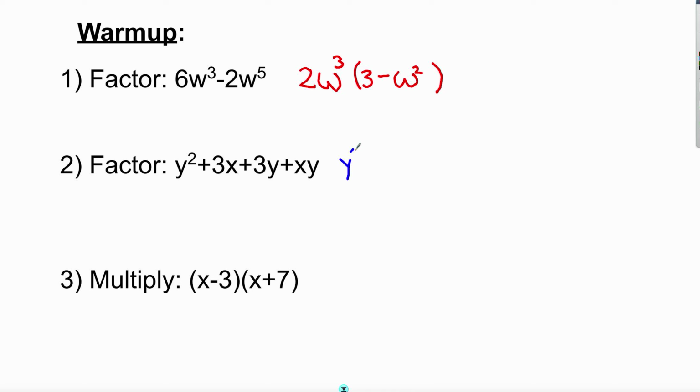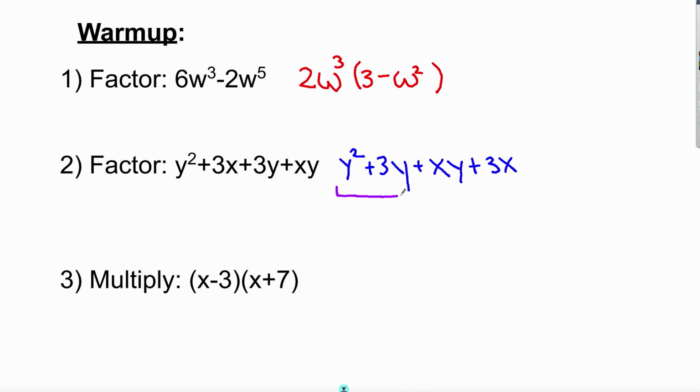So I can have my y squared plus 3y, then plus xy, then plus 3x. So I haven't actually changed anything. I changed the order they're written in. Okay, so I still have my y squared, my 3y, my xy, and my 3x. But now I can group them.